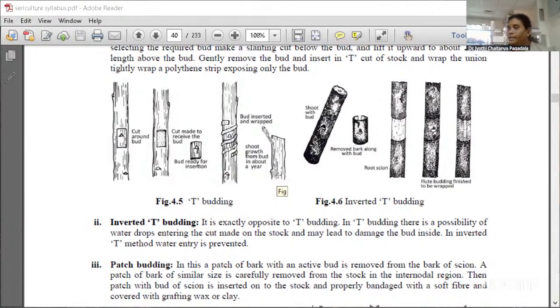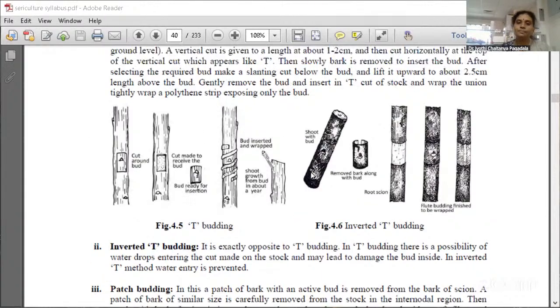So here what we did, after selecting the required bud, make a slanting cut in the bud and lift it upwards about 2.5 centimeters length above the bud. Gently remove the bud and insert in the T-cut of the stalk and wrap the union tightly with a polythene strip exposing only the bud. When coming to the inverted T budding, here you can see the inverted T budding.